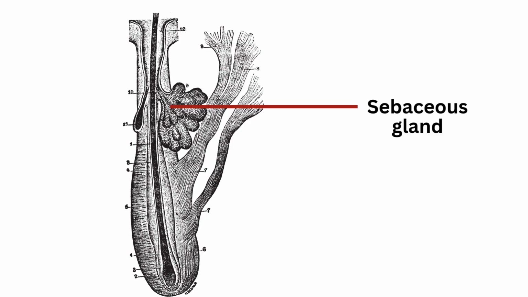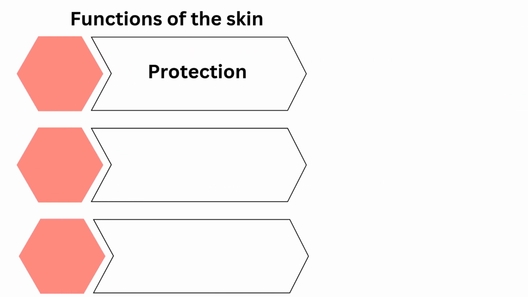The sebaceous gland secretes sebum, which is an oily substance. This comes into the hair follicle. Sebum keeps the hair and the epidermis waterproof and supple. It also keeps out dust and microorganisms.